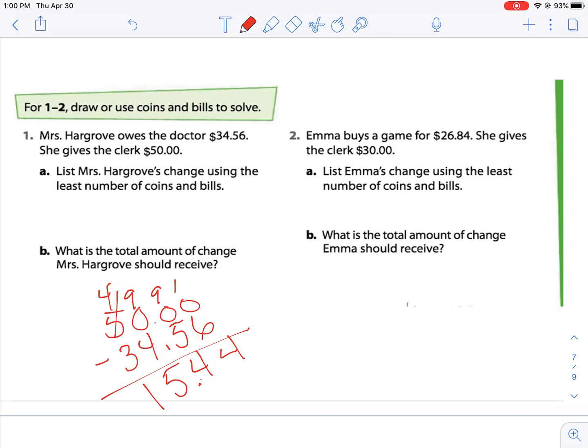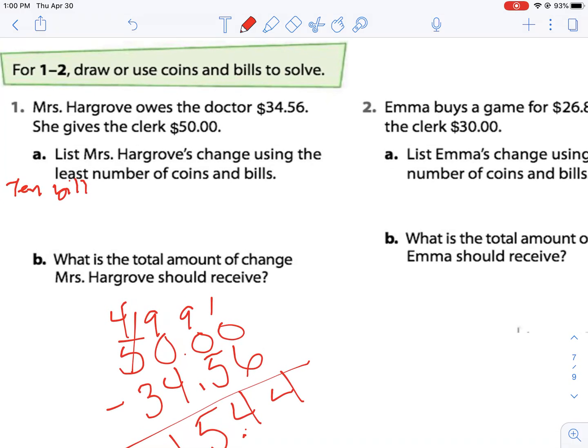But so if we're trying to use the least amount of bills and coins, we're going to give her a $10 bill. So one $10 bill. And sorry, it's hard to write on this. Let me see if I can make it bigger. One $10 bill. And then we have one $5 bill. One $5 bill.